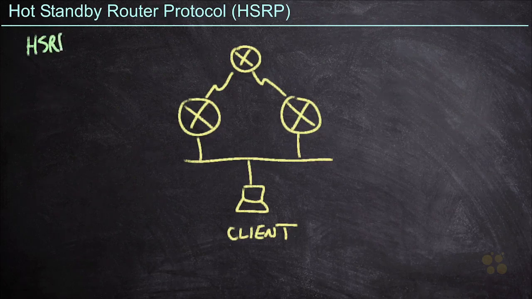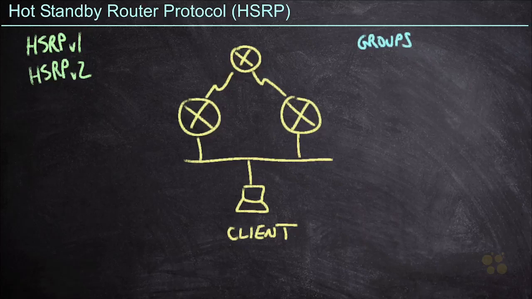We have HSRP version 1 and appropriately named HSRP version 2. Now, as we go through the different parameters that we're setting and the way HSRP functions, we will be identifying whether that applies to both versions or if it operates differently between the two. The other thing we need to know is that HSRP is configured in groups.